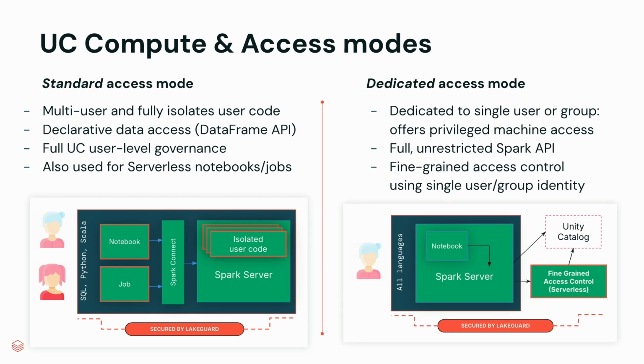This one is an access mode where you dedicate a compute to a single user or a single group. And the key message is, if you do this, you get privileged machine access, meaning you can run the full unrestricted Spark API, including things like RDD APIs. But the fine-grained access control is boiled down to the single user or the single group that you assigned or dedicated your cluster to. Scott will, again, tell you more about this, but that's the general overview of what you have. Now, how is this relevant for you?